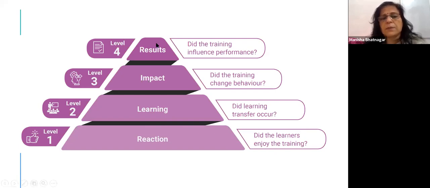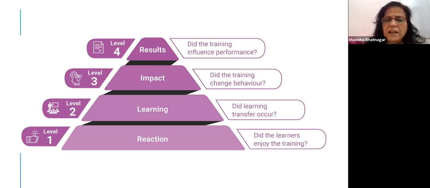And then results is the ultimate level. According to him, did the training influence the performance of the organization as a whole, or the whole workforce, or say, if it was a supervisors' training, all the supervisors as a whole? Here you try to check the results that the training has provided to the organization. And this will be after some time, maybe two or three years, when a quantum of workforce has been trained. So that is the ultimate level.